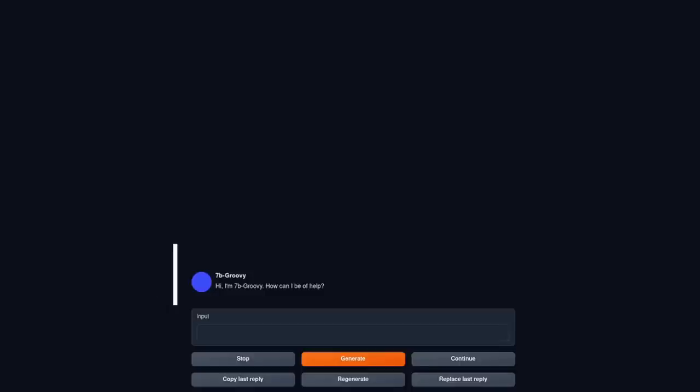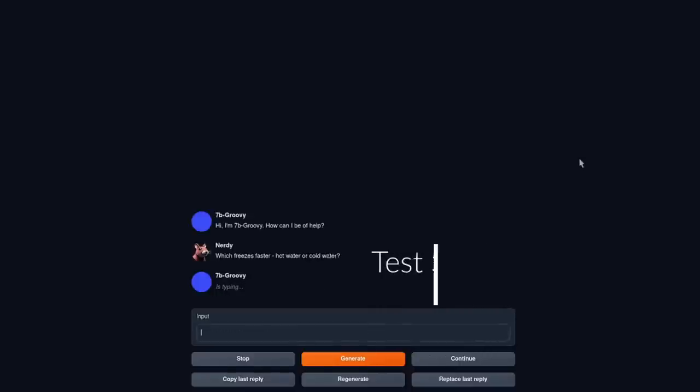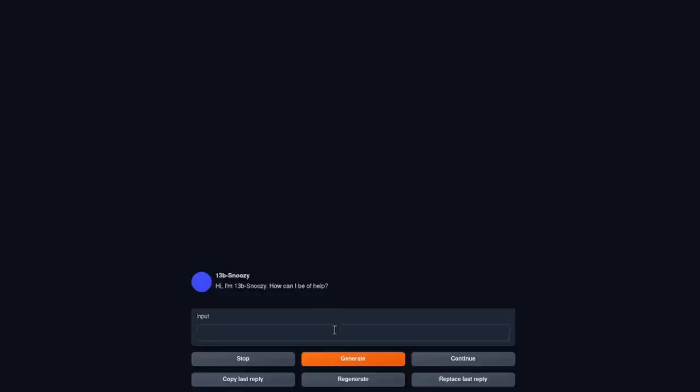I think I'll test on some facts first and see which can give me the best answer. So here we are, I'm looking for which freezes faster, hot water or cold water. 7B Groovy has given me an answer that hot water will freeze faster than cold water because it has more heat energy per unit volume. Okay, that seems fairly reasonable.